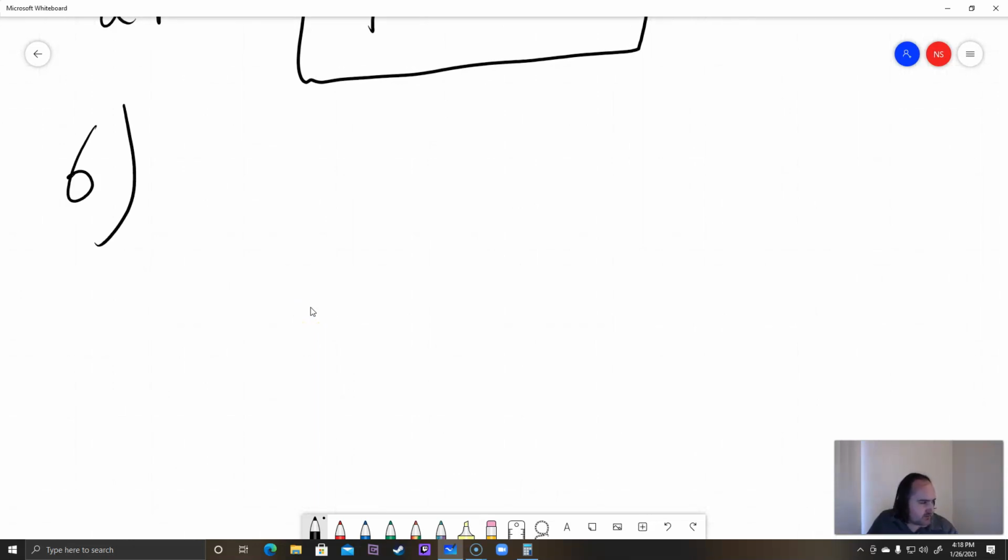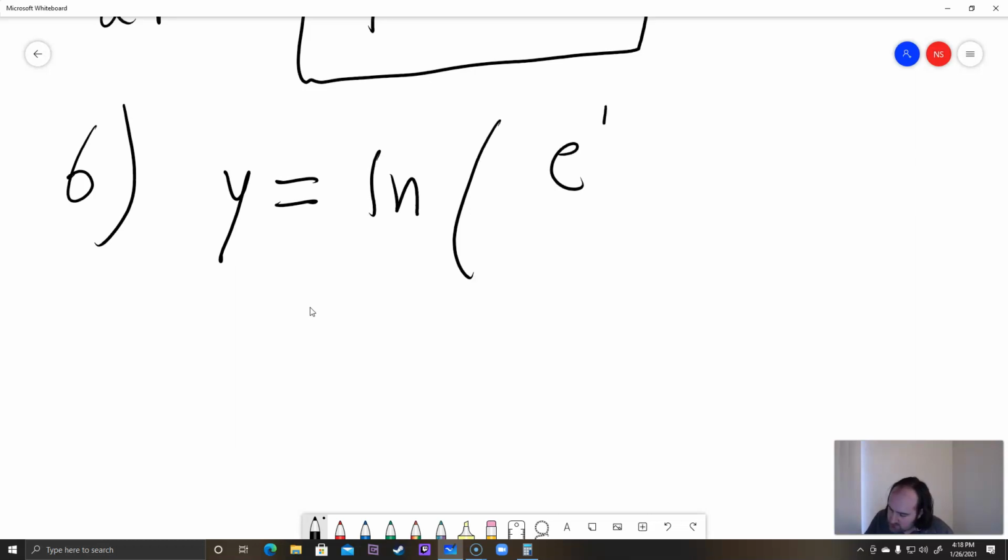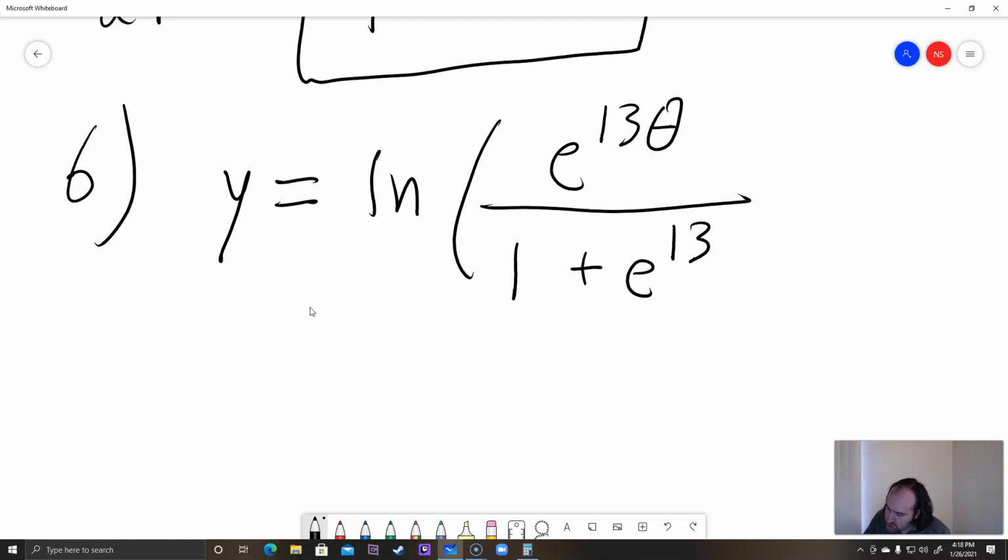Example number 6. We want to find the derivative of y equals ln of e to the 13 theta over 1 plus e to the 13 theta. Okay, so y equals natural log of parentheses e to the 13 theta over 1 plus e to the 13 theta.